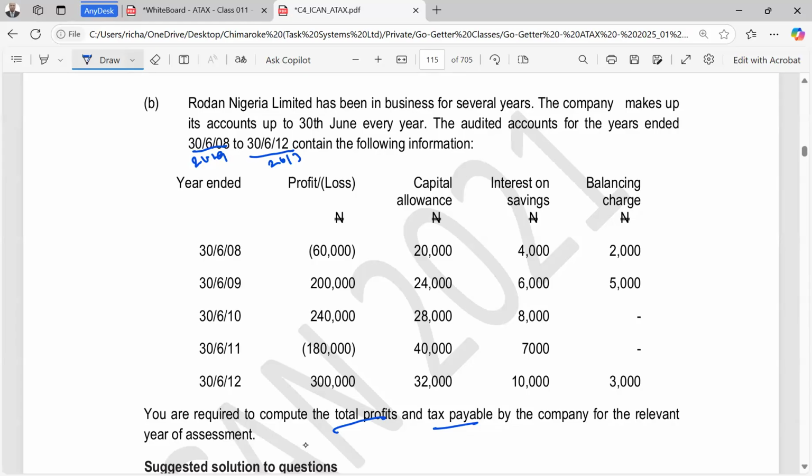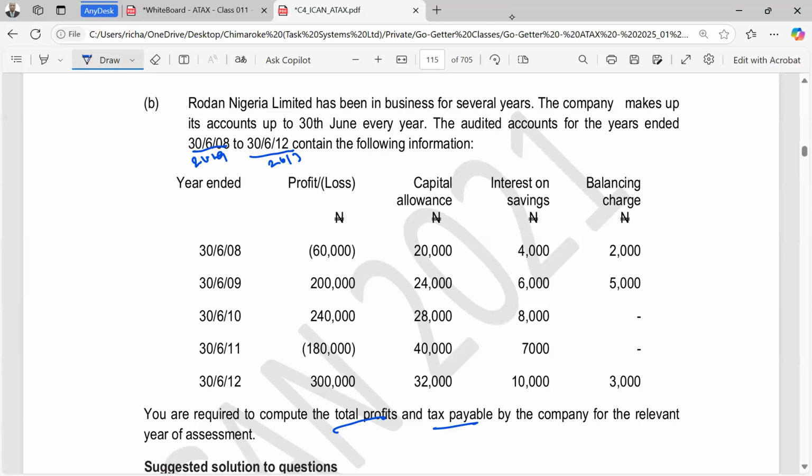The only difference, take note, the only difference is the tax will be charged at 30%, irrespective of the revenue level. That is the only difference. All right.